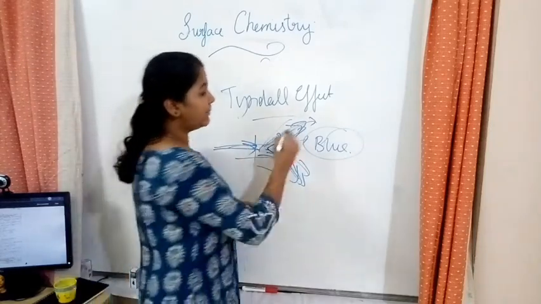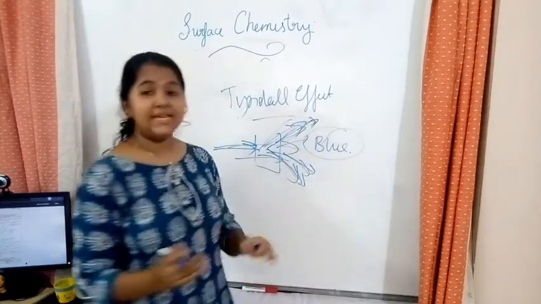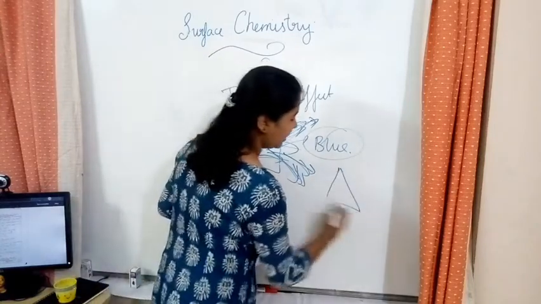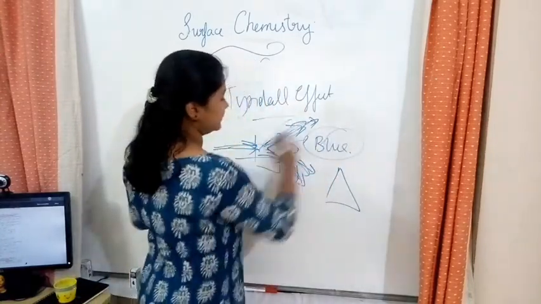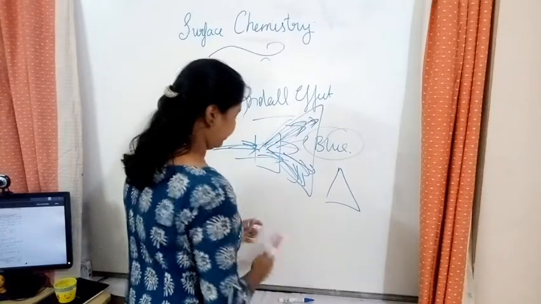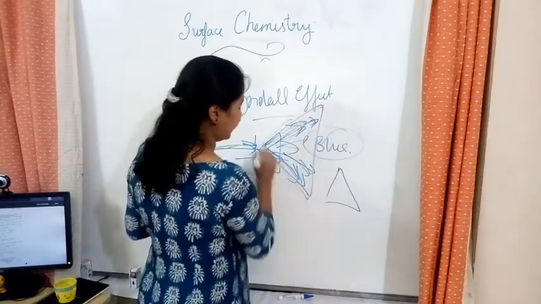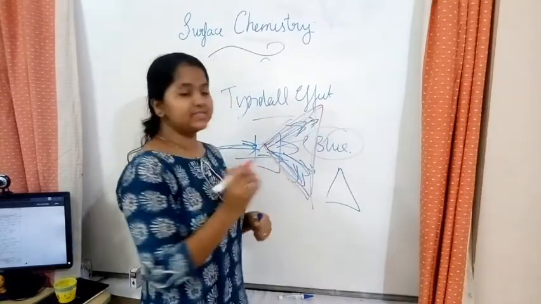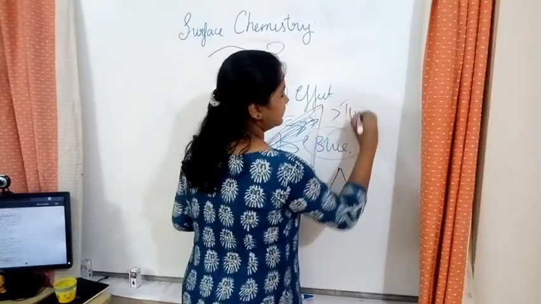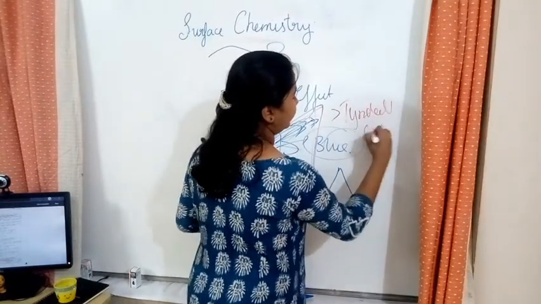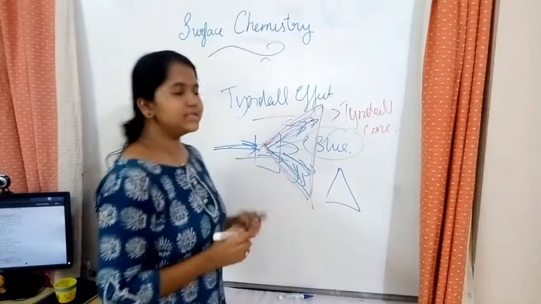And also I told you about this opalescence. Opalescence is usually in the shape of a cone, because it looks like this. I'll show you. It scatters and it looks like this, in the shape of a cone. And this is why this is also called the Tyndall cone. Okay. So this is about Tyndall effect.